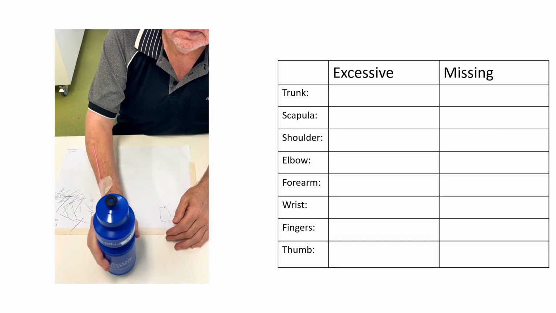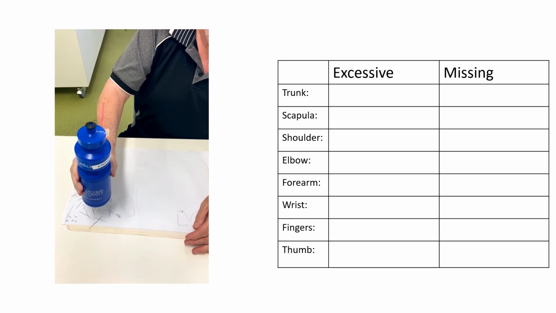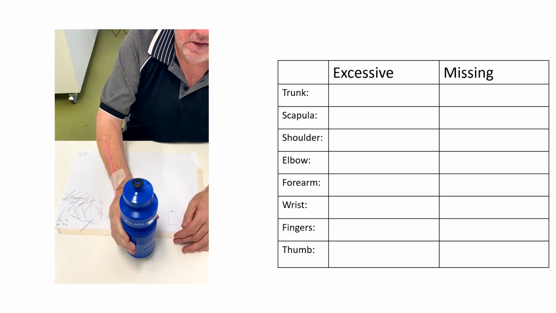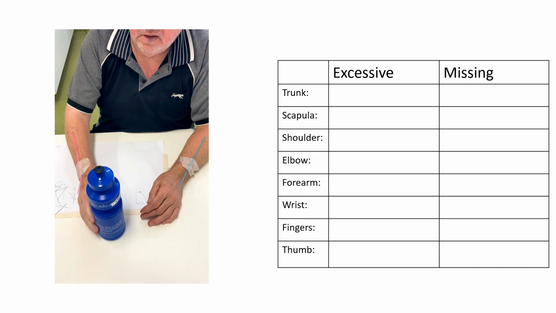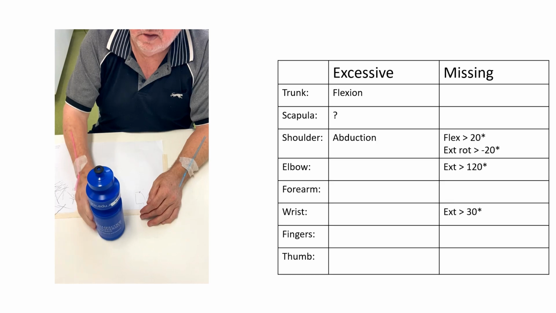The next step is to watch and/or record the person doing the task with their affected arm. Can you pick out the joint movements that are excessive and missing in this final frame? You may want to pause the video now to do this. From what we can see, there is likely excessive trunk flexion, and we can't see the scapula to check what's going on there. There's also more shoulder abduction than we saw for the left arm.